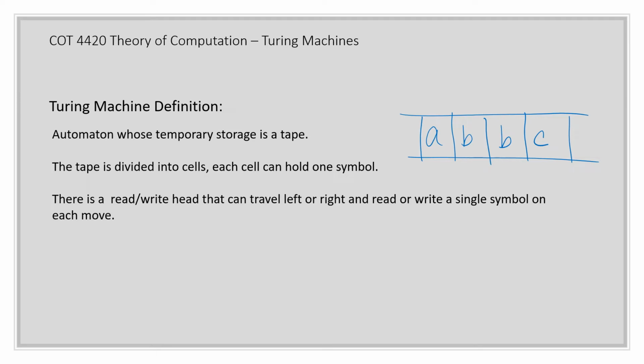There's a read-write head that can travel right or left. So you have a head that can read or write. So you actually can change symbols on your tape, like to count things or to look for patterns or things like that. You can modify the symbols on your tape. And you also have a head that can start here and move here, and then come here and move back. So we will be doing examples in a few minutes.